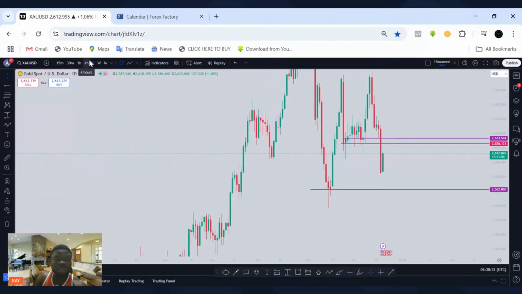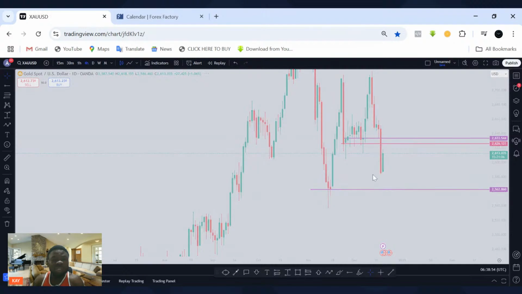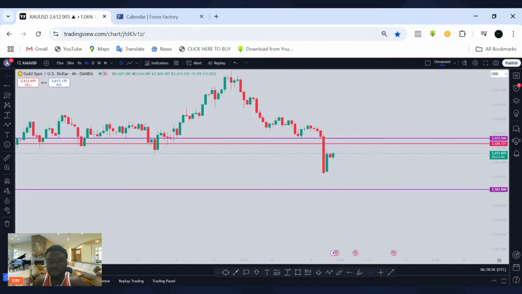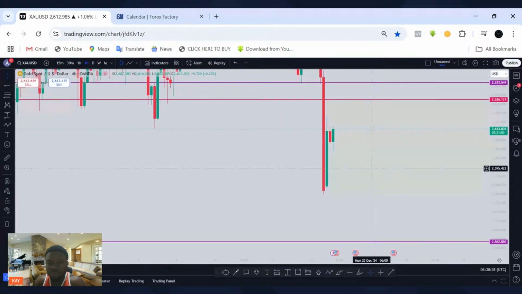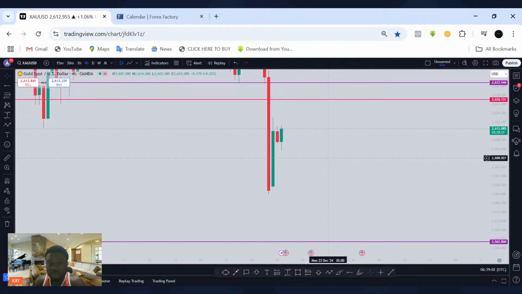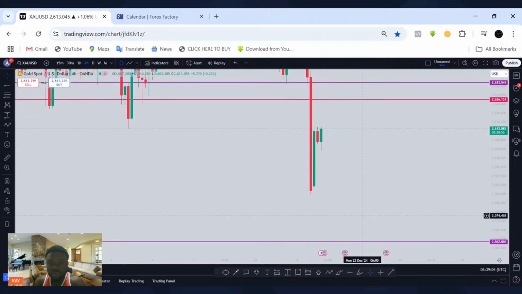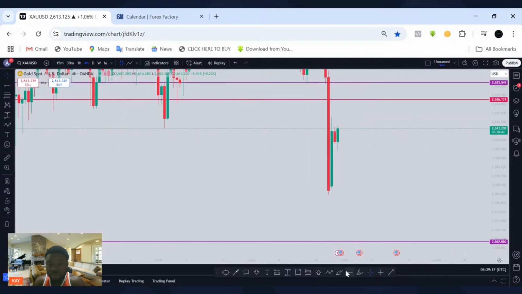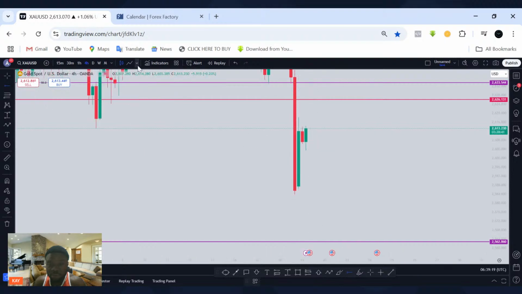So looking at it, the weekly time frame is a downtrend, the daily time frame is a downtrend. Let's look at the H4 time frame. Currently, price has created this resistance over here. So you see the nature of gold.